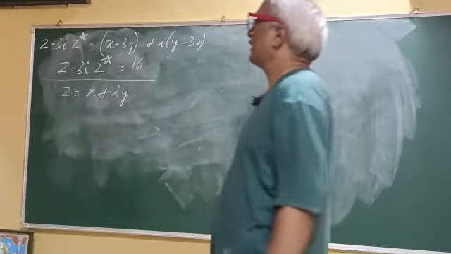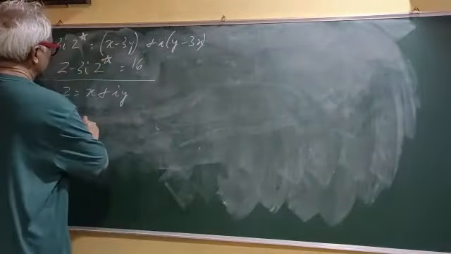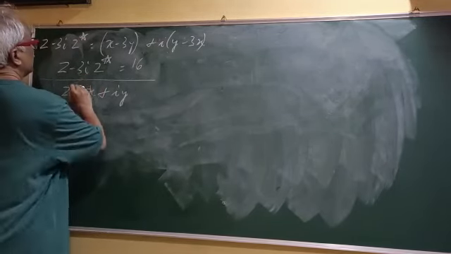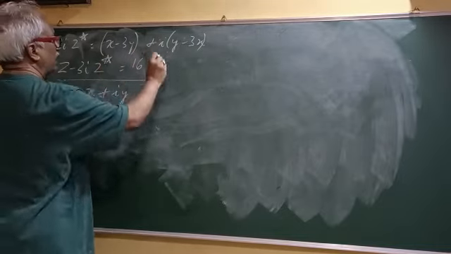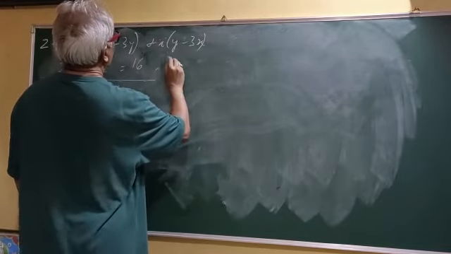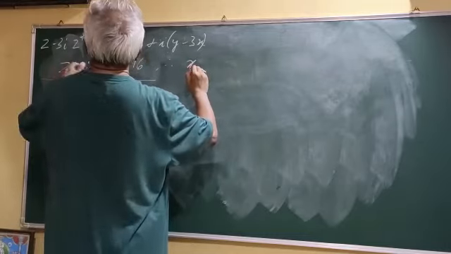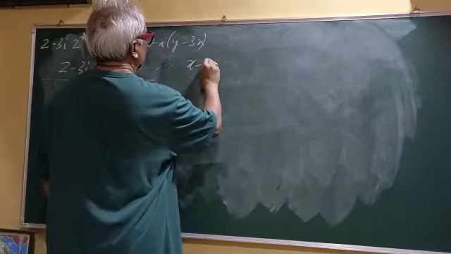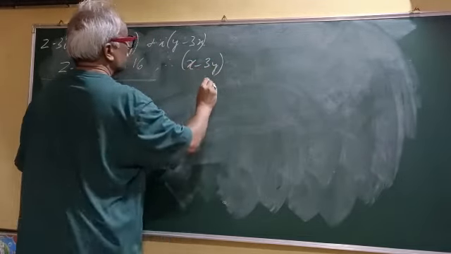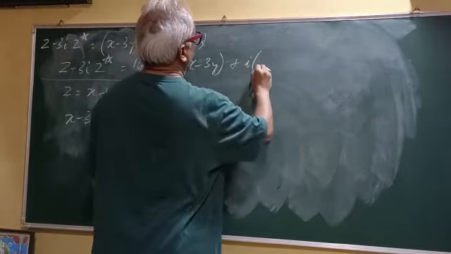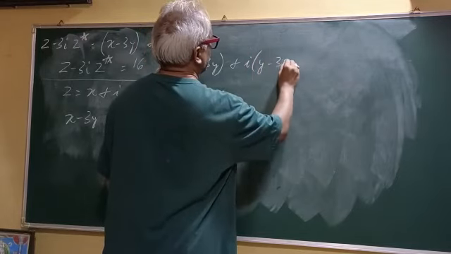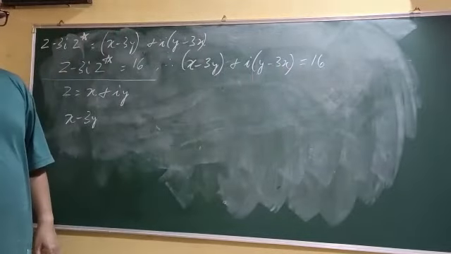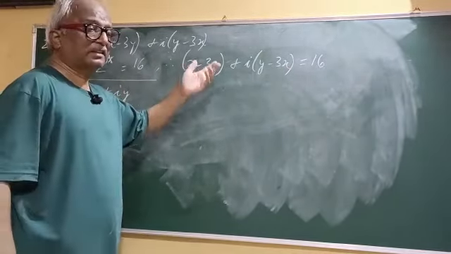So let's write it down. Therefore, z minus 3i z star is x minus 3y plus i times (y minus 3x) equals 16. Now we need to find the values of x and y.